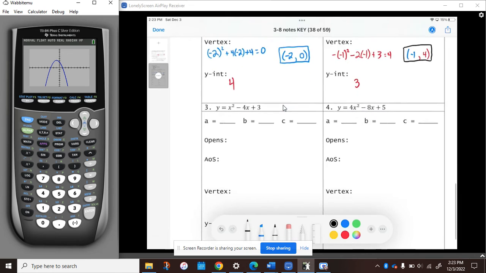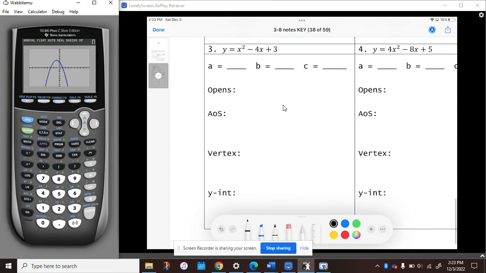I actually want y'all to take a stab at number 3 on your own. Just take a minute right now. Take a shot at number 3 on your own. You can pause the video if you need to, and I'll come back and show you what I got on the answer for that.